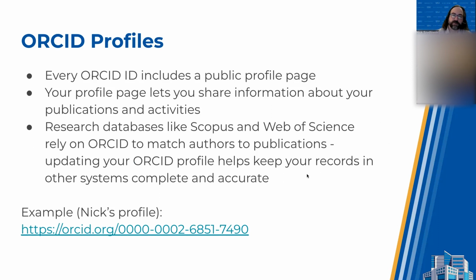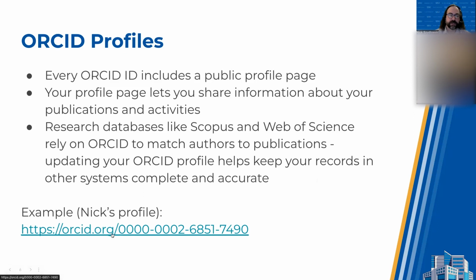And research databases like Scopus and Web of Science do rely on ORCID to match authors to publications. So the better your ORCID profile, the better your records in these other systems are going to be. Depending on where you are in your career, you might be using something like Scopus or Web of Science to calculate your H-index or get citation counts. And having a very up-to-date ORCID profile can make sure that everything you've done is included in those Scopus and Web of Science profiles. So it's a good practice, and hopefully we'll see that it's not too onerous to keep the profile up to date.